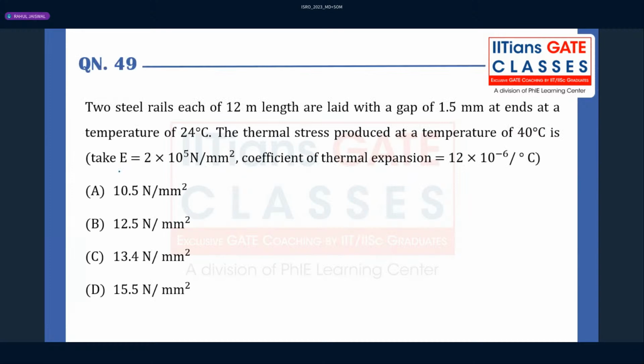Now have a look at this particular question. Two steel rails, the length is given as 12 meter, are laid with a gap of 1.5 mm at the ends at a temperature of 24 degrees centigrade. The thermal stress produced at a temperature of 40 degrees centigrade will be what? So there is a gap of lambda, 1.5 mm.